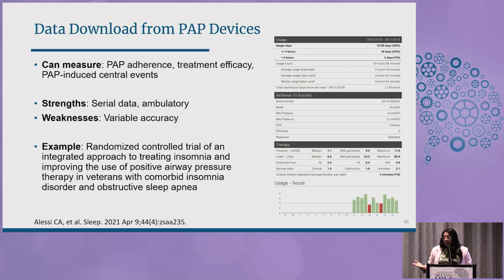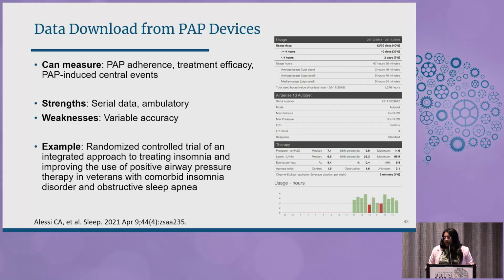The great thing about it is that it's ambulatory, so we're collecting information from the home, so that's convenient. We can get serial data, so we can look at trends over time. But because these types of data are dependent on algorithms and proprietary processes, the accuracy can be variable. It's hard to know how applicable this information is to the patient, how accurate it is.